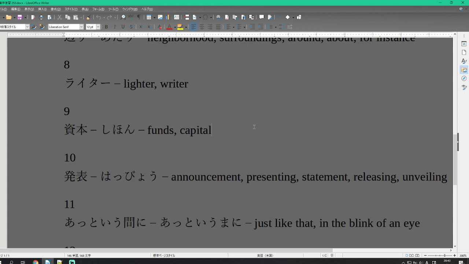Shihon. This will make sense more for people who understand about finance, and that capital is specifically things you own. Shihon are your real resources, real assets. One is funds or capital.